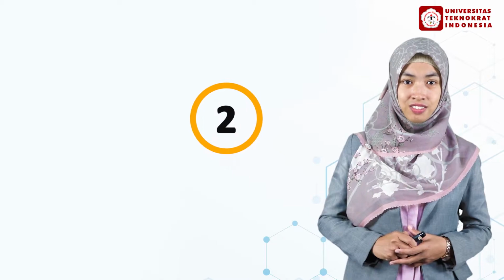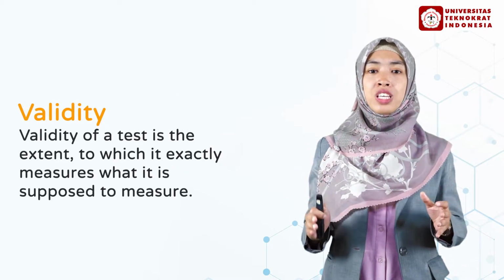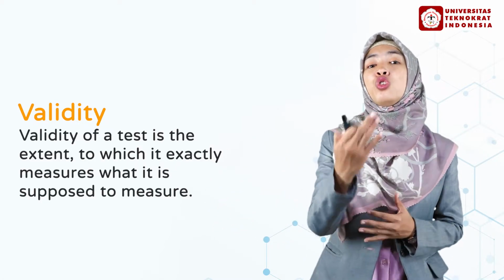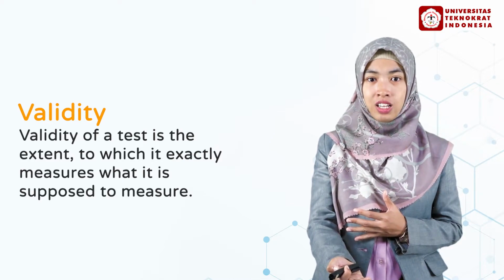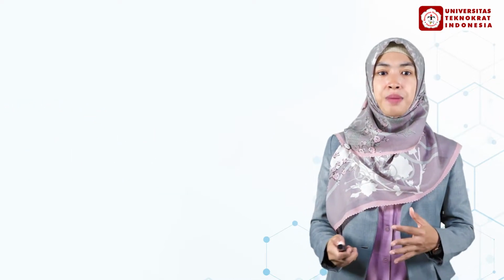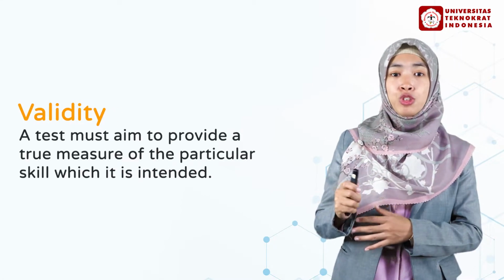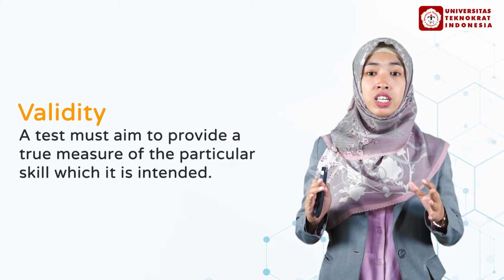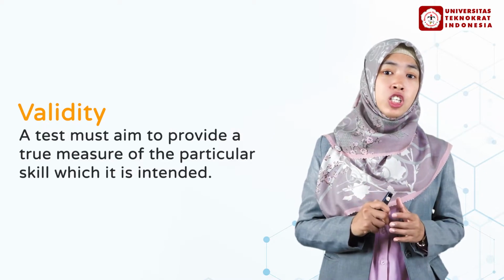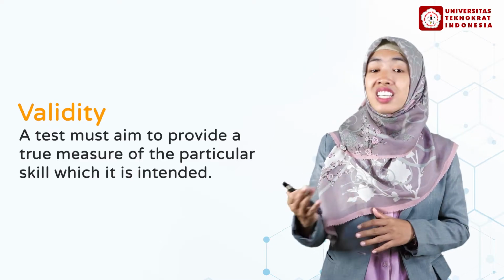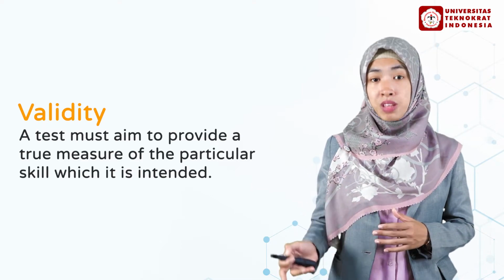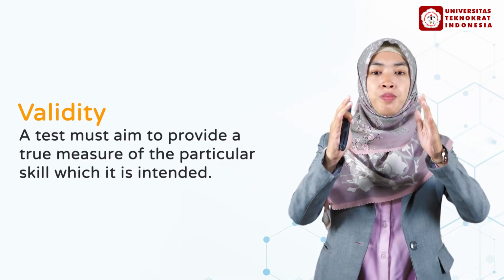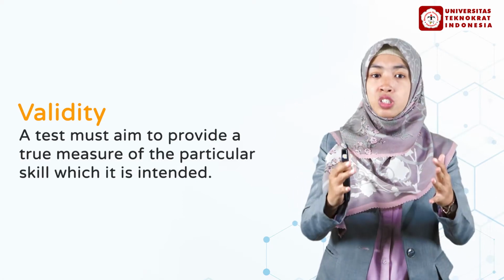Now we move on to the second principle in developing a good test, right? It is about validity. Well, what is validity, miss? Validity of a test is the extent to which it exactly measures what it is supposed to measure, right? Well, I will give you an illustration later on, yeah? So, a test must aim to provide a true measure of the particular skill which it is intended to measure, not to the extent that it measures external knowledge or other skills at the same time. So you have to focus on the things that are supposed to be measured.